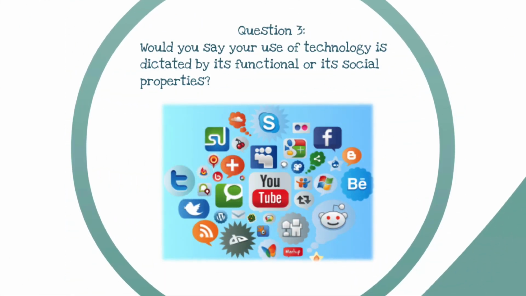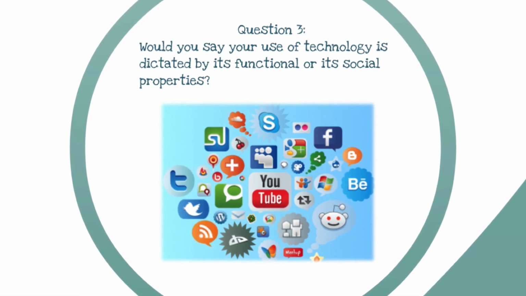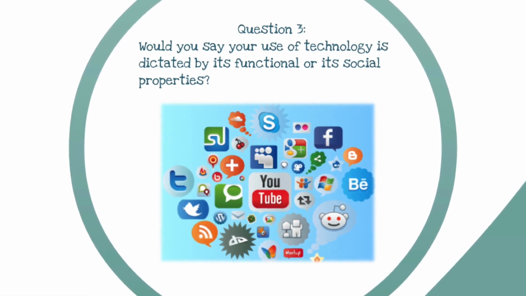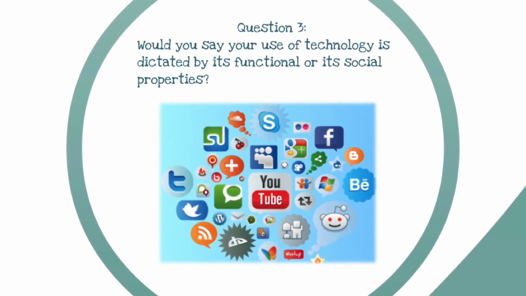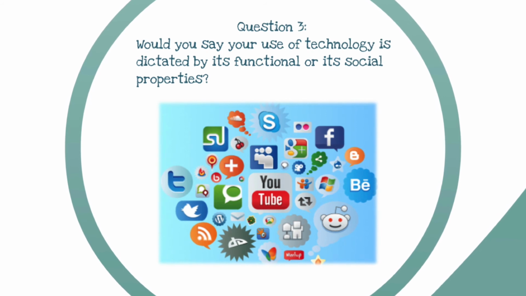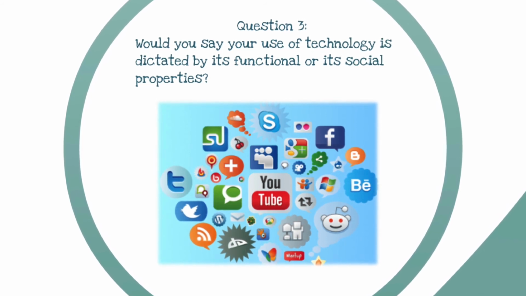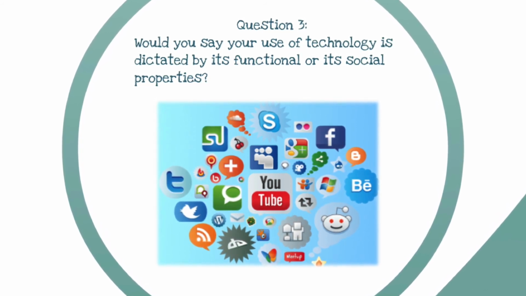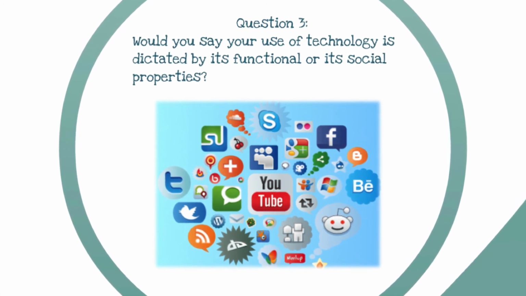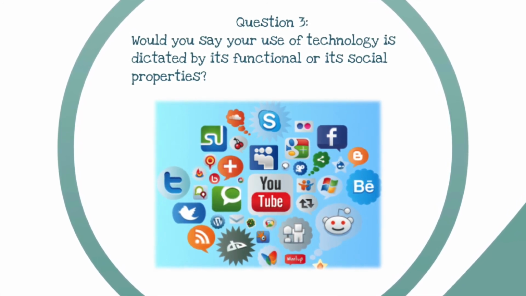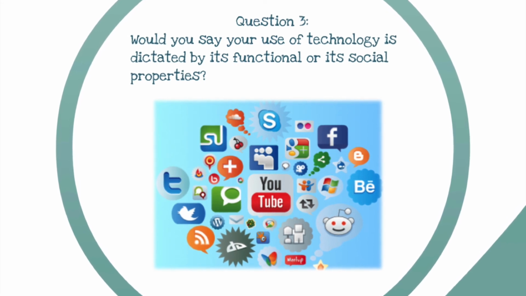Would you say your use of technology is dictated by its functional or its social properties? Recently, our dominant use of technology derives from university, where it could be argued that both aspects, functional and social, dictate our use of technology. This is illustrated from the fact that the functional properties include the completion of assignments, the use of the KLE, email communications, and accessing information such as ebooks and journals.